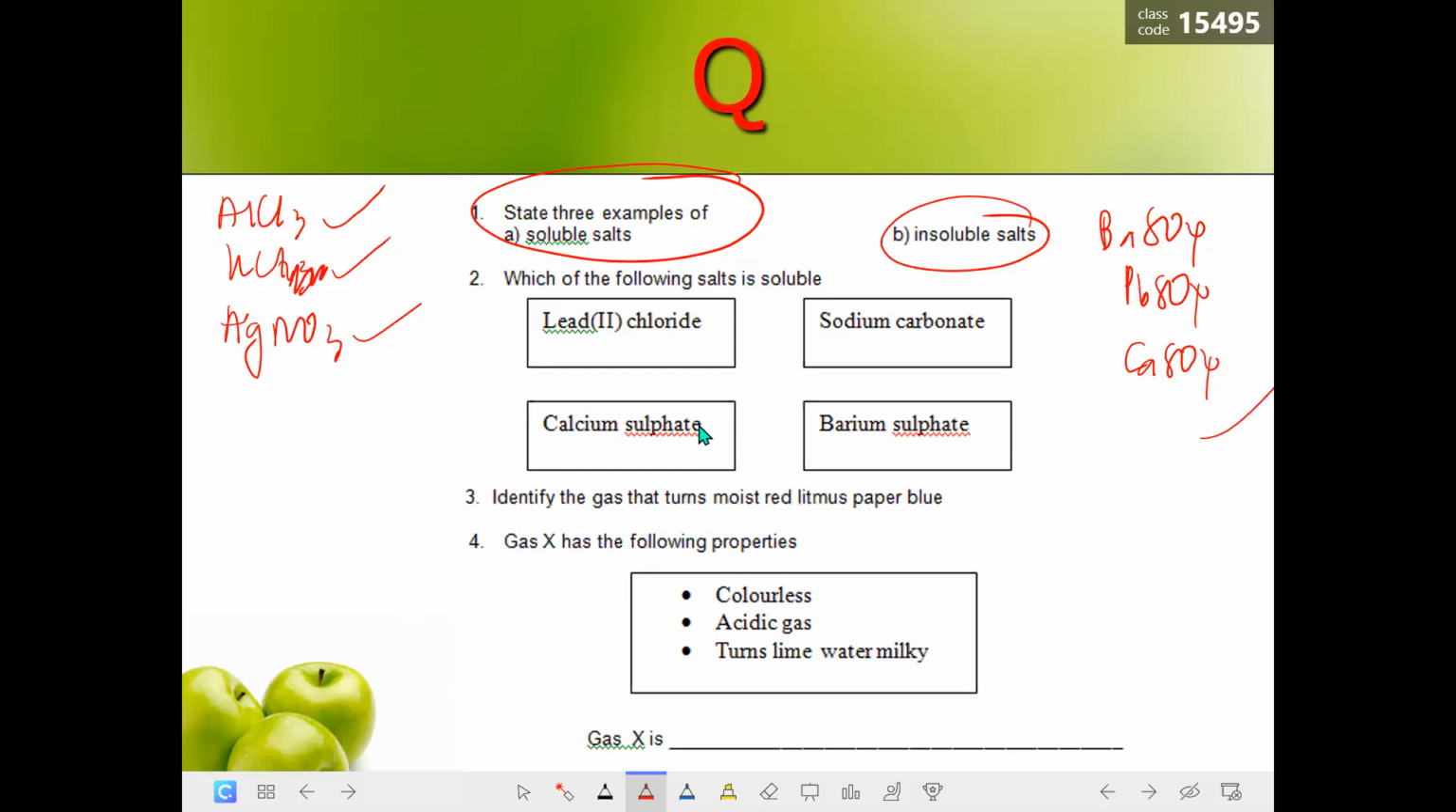Okay, next one. Which one here is soluble? Sodium carbonate. Very good. Okay, anything else? Nothing else, yeah, because all came from here. So anyway, now, which gas can turn moist red litmus paper to blue? Red goes to blue.